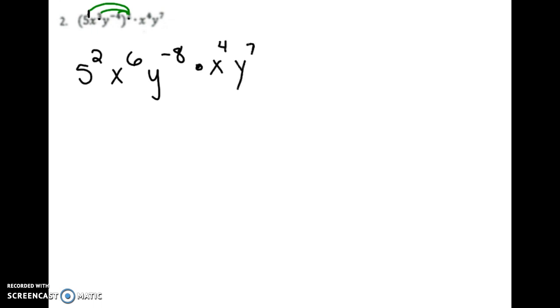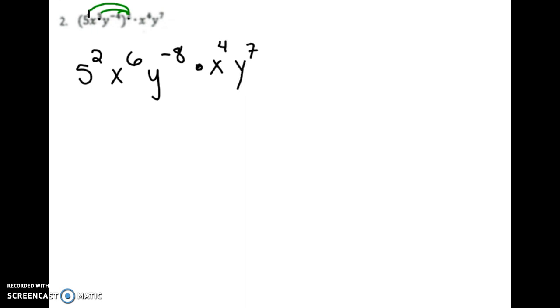In problem number 2, we still have our negative exponents, but we also have this parenthesis going on. So we need to remember, first of all, that 1 has an exponent of 5. And we multiply the outside exponent by every single exponent inside. Not the numbers, just the exponents. When we do that, we end up with 5 squared is 2 times 1, x to the 2 times 3, and y to the 2 times negative 4. And then I'm just going to rewrite the rest of our problem, times x to the 4th, y to the 7th.